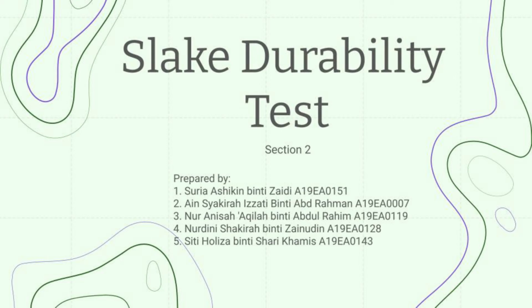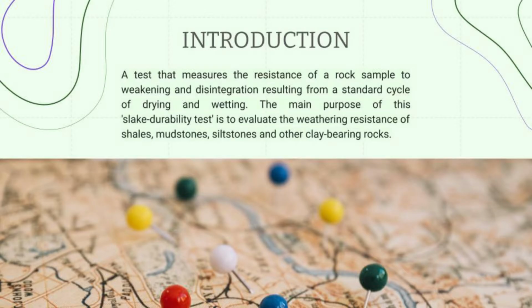Today we are going to present about the slake durability test. The slake durability test is used to measure the resistance of a rock sample to weakening and disintegration resulting from a standard cycle of drying and wetting. The main purpose of this test is to evaluate the weathering resistance of shales, mudstones, siltstones and other clay-bearing rocks.